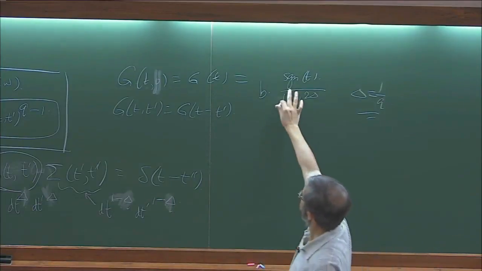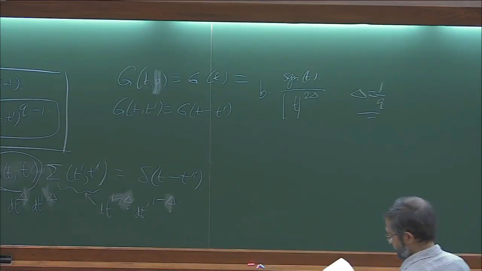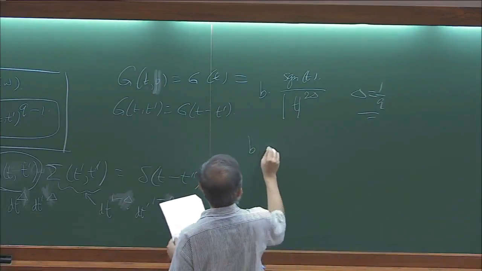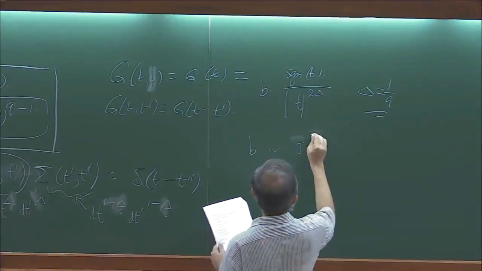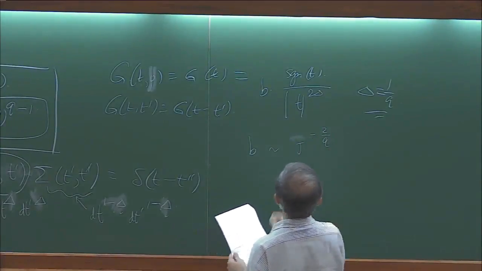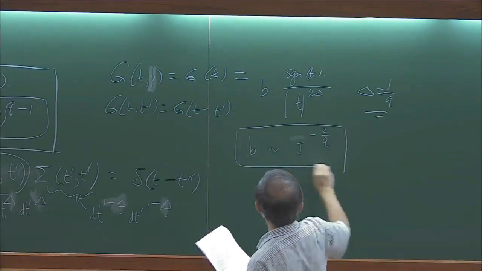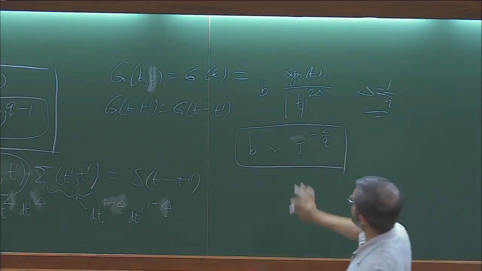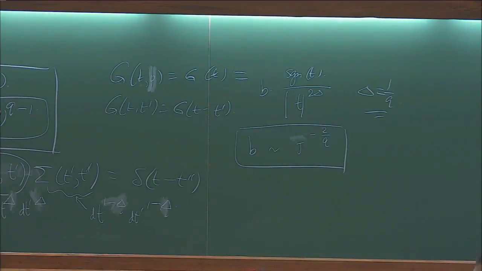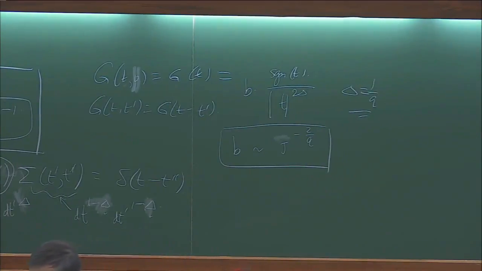And B behaves like this, J to the power minus 2 over Q. So you can see that in the limit of J going to infinity, B goes to 0, okay? So the propagator vanishes. In fact, let me make some points here.